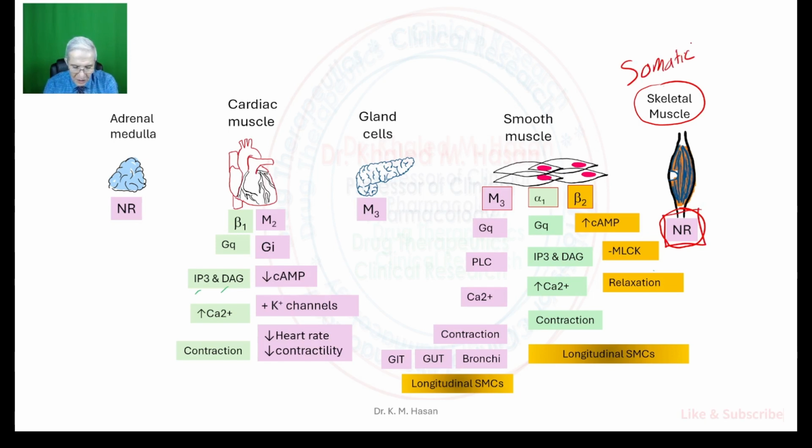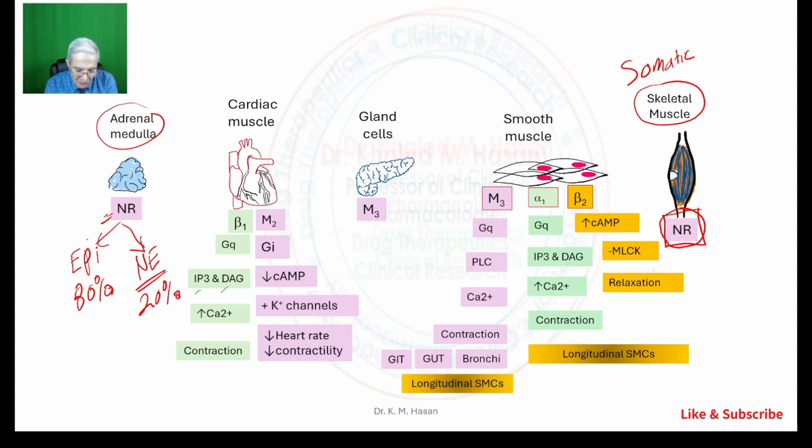Somatic neurons. Then we have the adrenal medulla, and in the adrenal medulla we have the nicotinic receptor. For the nicotinic receptor, we have two main mediators: norepinephrine and epinephrine. Epinephrine represents 80% of the mediator released from the adrenal medulla, and norepinephrine 20%. So the main mediator in the adrenal medulla will be epinephrine, another name for which is adrenaline.